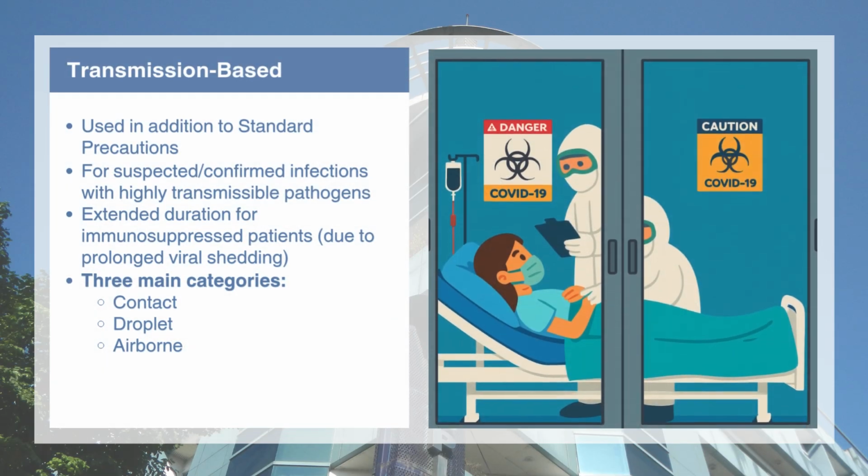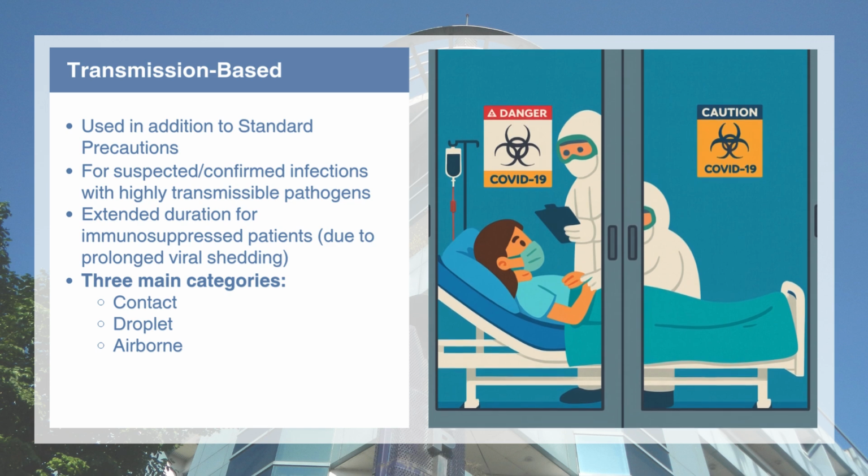Transmission-based precautions are special infection control measures used when patients have infections that require more than just standard precautions. They are necessary for highly transmissible or epidemiologically important pathogens. In immunosuppressed patients, these may be extended due to prolonged viral shedding. There are three main categories: contact, droplet, and airborne.